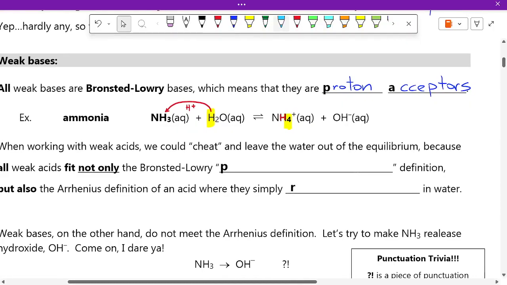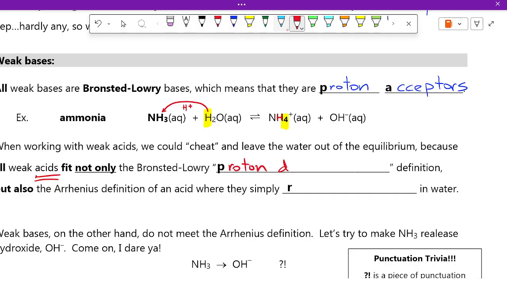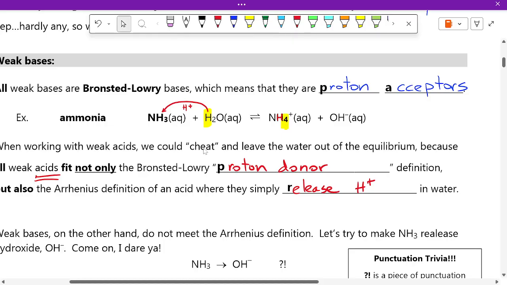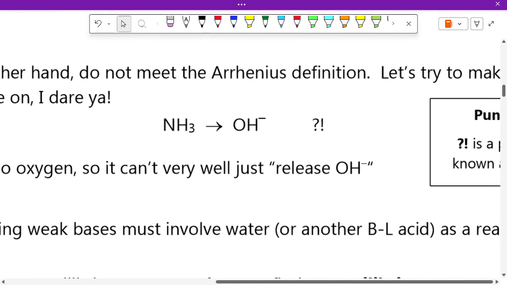All weak acids fit not only the Bronsted-Lowry proton donor definition, but they also fit the Arrhenius definition where they simply release hydrogen ions in water. So that's why we can leave out the water, because we can say, I'm just treating this acid as an Arrhenius acid, so it's just releasing hydrogen. Whereas weak bases, they're not Arrhenius bases. You have to have that water there. Okay. Can't do it, right?